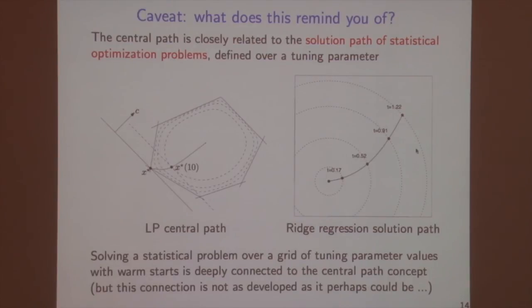With this statistical solution path, we solve a problem in the easy regime, and then we use that to warm start the solution when we change the statistical tuning parameter, etc. I don't think this connection is developed as it could be. I think that most statisticians for a long time were not aware of the central path construction. But I think there is a lot that can be said connecting the two. It's a very interesting topic I just wanted to point out to you. It's very underdeveloped.